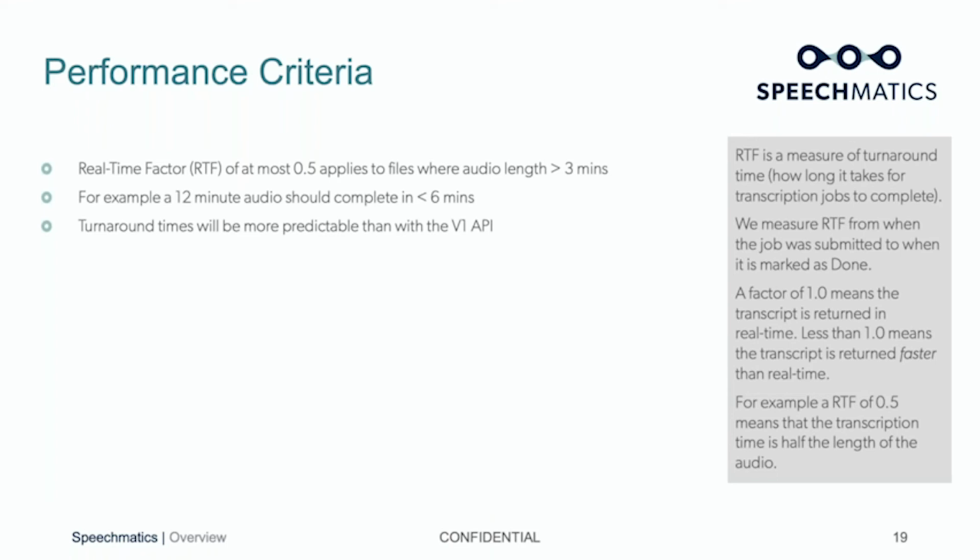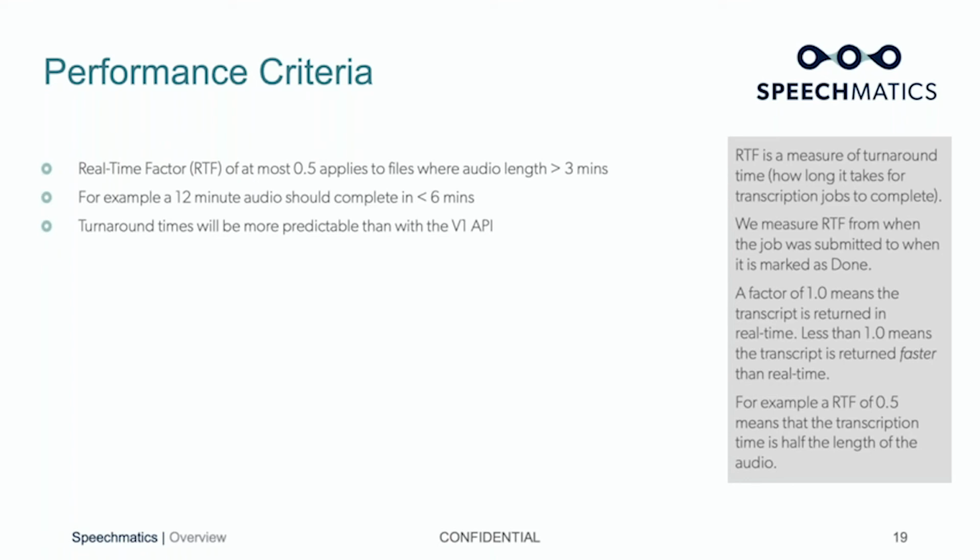I do just want to say something briefly about performance criteria. As mentioned previously, we aim to get a transcript back within half the time of the audio length. An example there is if you have a 12-minute audio, we should get the transcript back to you within 6 minutes. For very short files, less than 3 minutes, that may not be possible, basically because of the additional overhead of setting up the HTTP request and setting up the job. But generally for most jobs, this 0.5 real-time factor you'd expect to see. And the turnaround times generally would be more predictable than they were with the V1 API, just because of the architecture changes.